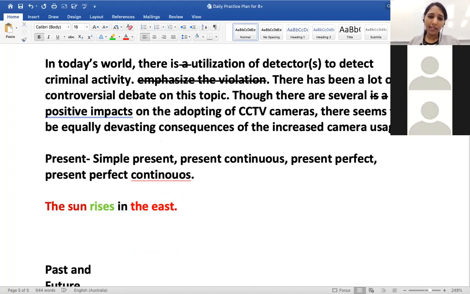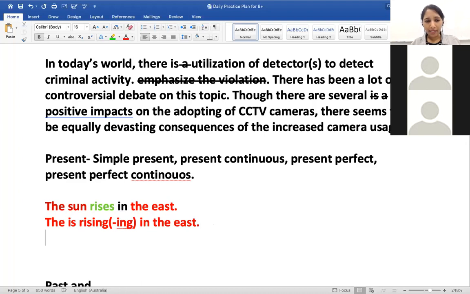Now, if I'm using the present continuous tense, there is always a helping verb. So I won't say the sun rises in the east, I would say the sun is rising in the east. If you can see, this verb is not alone, it has a helper. This helping verb is called an auxiliary verb. And the main verb is in the ing form.